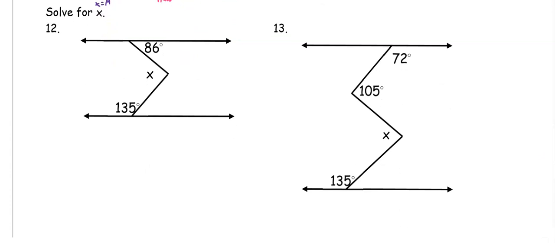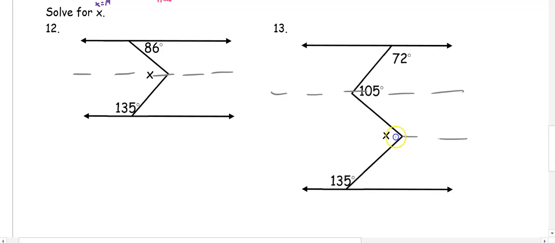In 12 and 13, these are crook problems. So we're going to draw a crook anywhere that the lines are bent and come to a point. And then we're going to use our alternate interior and same side interior angles. So 86 and the top angle of x are alternate interior angles, so they're congruent. So this would be 86.